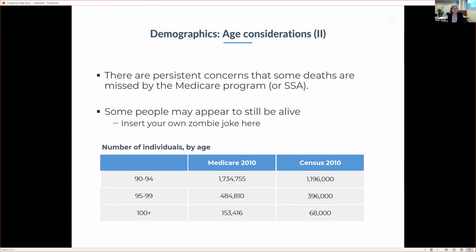And in fact, compared to the census, and this is 2010, we need to update it, starting at age 90, there were more Medicare beneficiaries between 90 and 94 than the census reported. Likewise, 95 to 99, but particularly over age 100. Now, some of those things could be a wrapping issue: is this somebody who was from the wrong calendar year? Did they make a mistake there? Or is this a death that was missed?